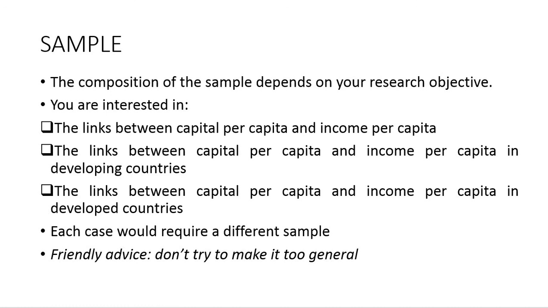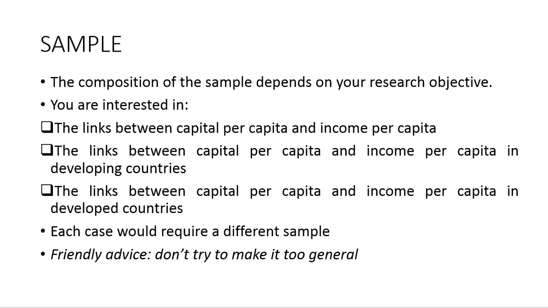Imagine that you're interested in investigating the links between capital per capita and income per capita. Then you want to investigate the links between those variables in developing countries. And finally, you want to do the same but for developed countries. It's easy to see that in each case, you should design a different sample. So in the first case, you want to include as many countries as possible. Countries in different geographical regions, of different level of income, and so on. In the second case, you would include only developing countries, and finally, you would include only developed countries.